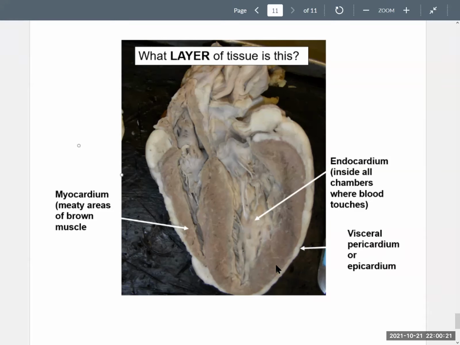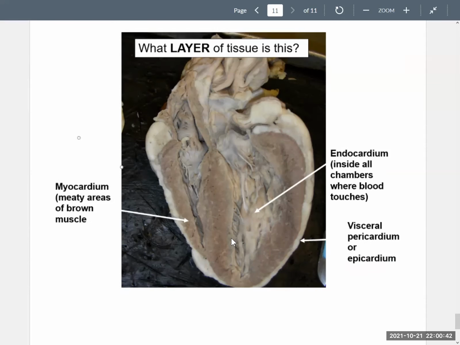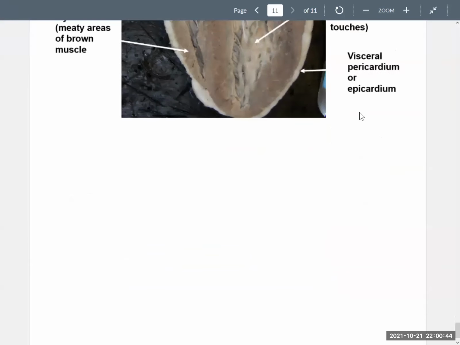Remember, the parietal pericardium, not shown here, is a looser sac, and between the parietal and the visceral pericardium is pericardial fluid to lubricate the heart. The sac is always taken off in order to see the insides here. Okay.